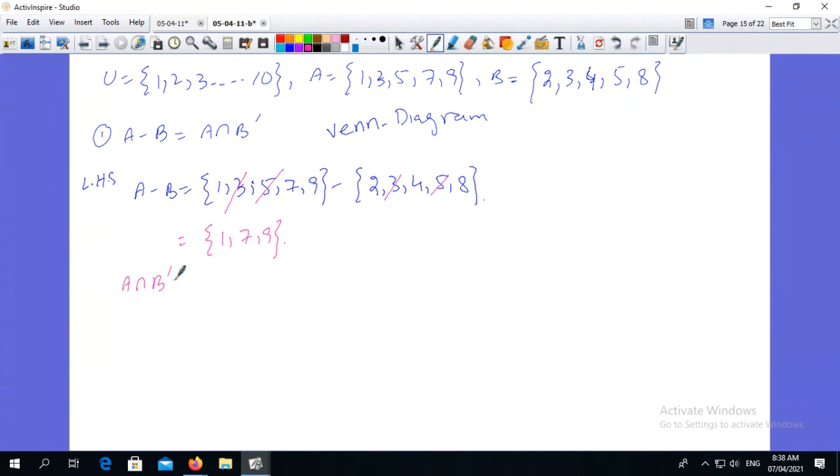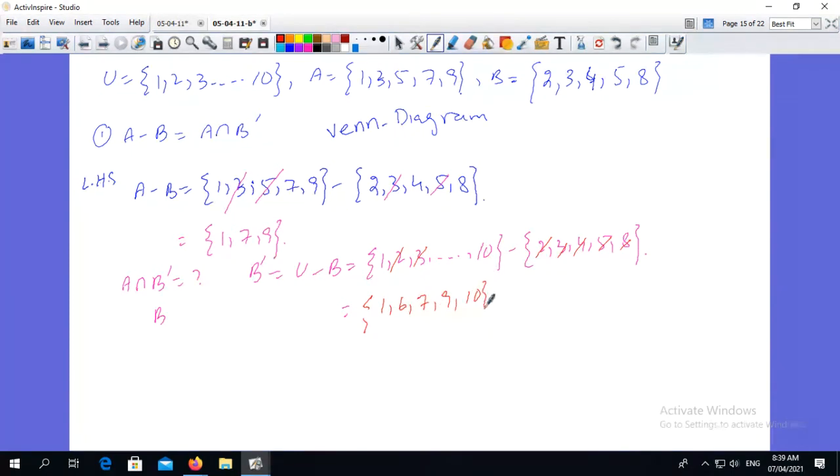Now we have to find A intersection B complement. First of all, we have to calculate B complement, which is U minus B. Universal set is 1, 2, 3 up to 10 minus B is 2, 3, 4, 5, 8. And we cancel, we get the part. 2 cancels with 2, 3 with 3, 4 with 4, 5 with 5, and 8 with 8, and we are left with 1, 6, 7, 9, and 10.